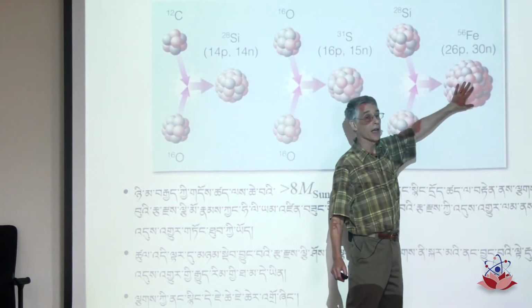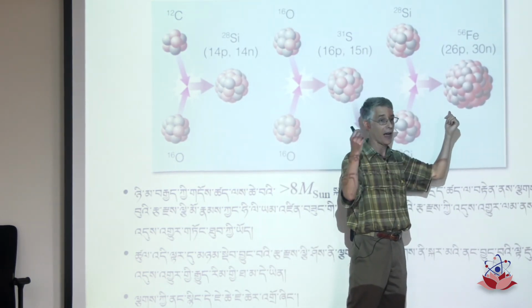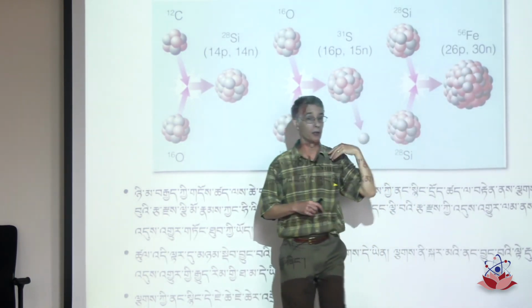If you want to make something heavier than iron, you have to put energy in. So instead of getting energy out, it takes energy. So this is where the star stops nuclear fusion.